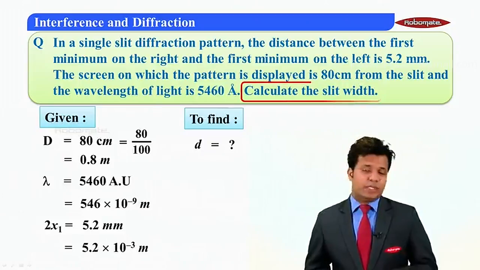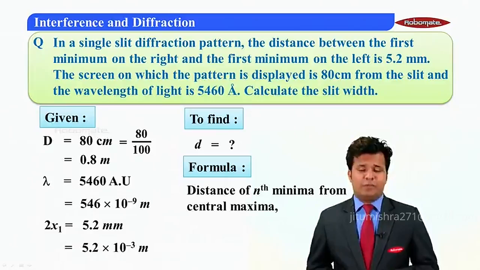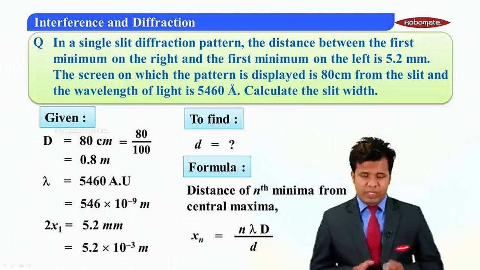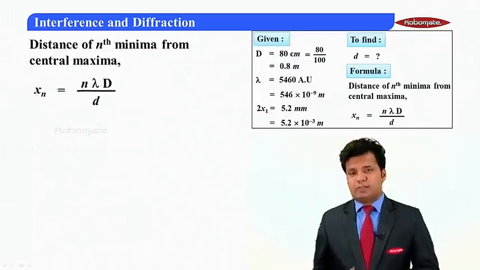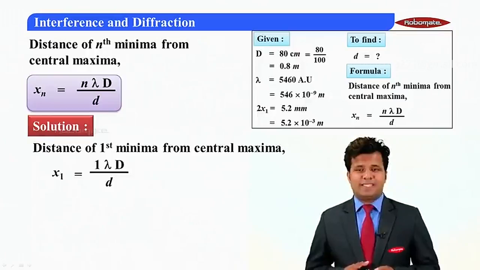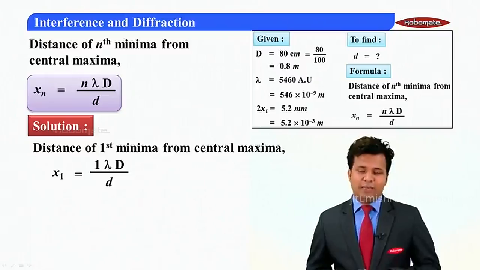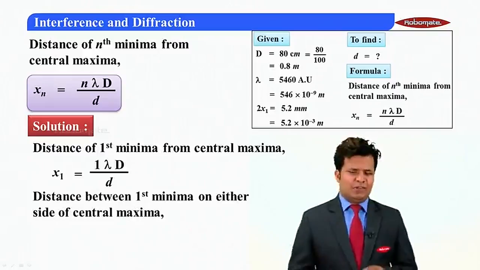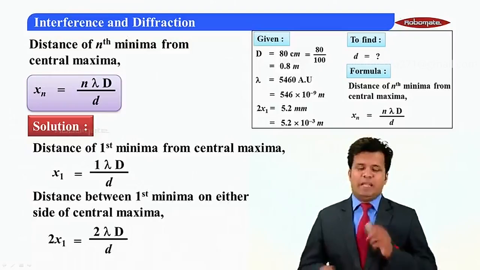Small d, slit width. The formula that would be used for this would be none other than for nth minima from central maxima, that's xn equals n lambda D by d. So students, we are very clear and we just need to focus on the given data and the formula. Solution for first minima from central maxima is given by substituting n equals 1, then x1 equals 1 lambda D by d. But we are not given x1, we have been given 2x1, so just multiply it on both sides. So multiplying by 2, we get 2x1 equals 2 lambda D by d.